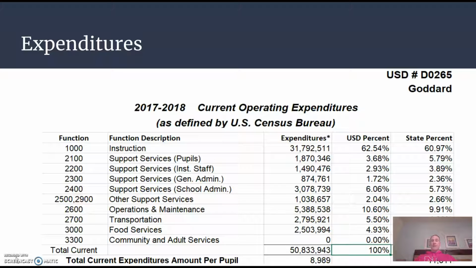This chart I found interesting just for the simple fact that it lists out the different line items for expenditures and then the percentages based on the state percentages. And that came up to a total of $50,833,943.